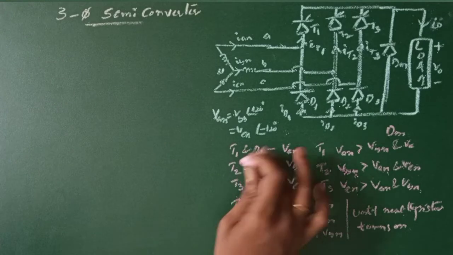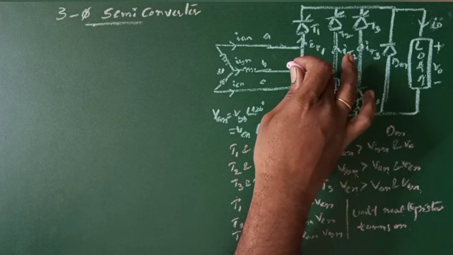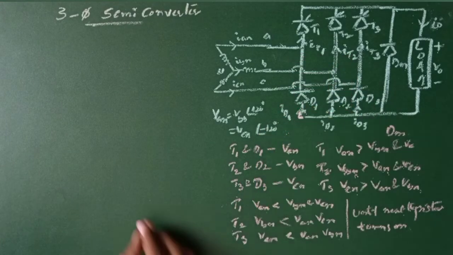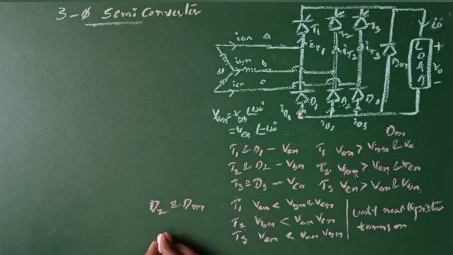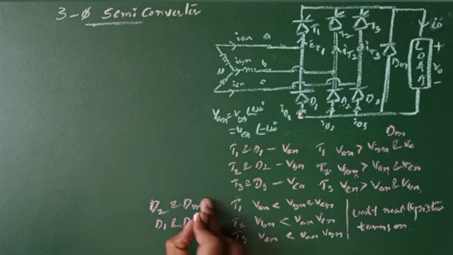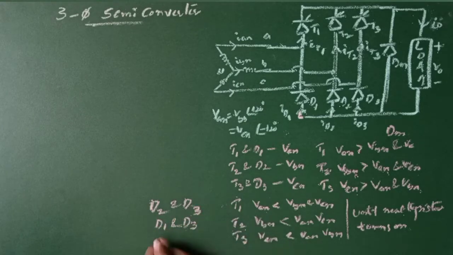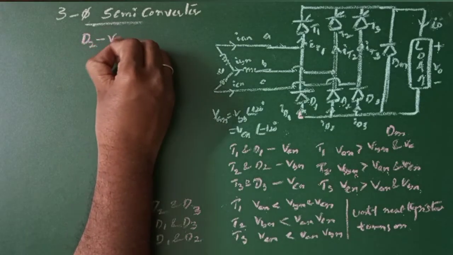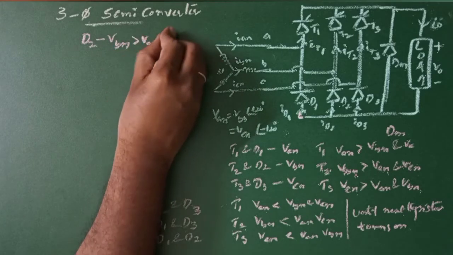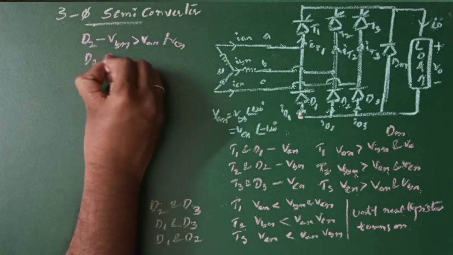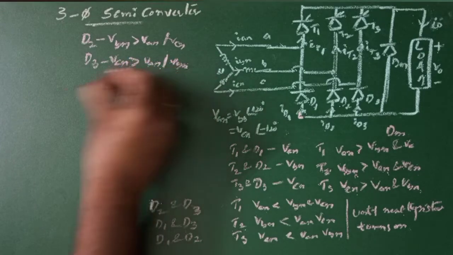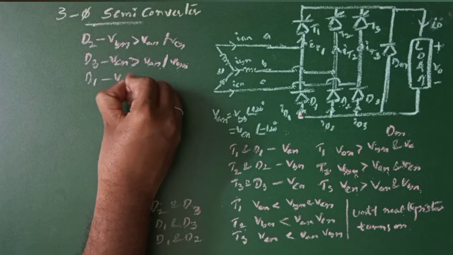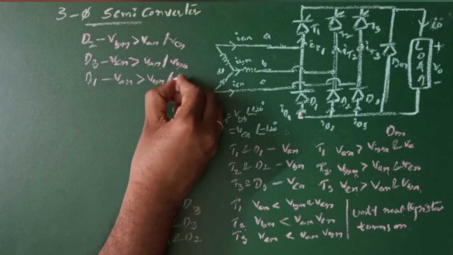When T1 is on, D1 cannot be on, since the voltage potential here is equal to the voltage potential here. For this, D2 and D3 will work. For this, D1 and D3 will work. For this, D1 and D2 will work. D2 will work when VBN is greater than VAN or VCN. D3 will work when VCN is greater than VAN or VBN. And D1 is going to work when VAN is greater than VBN or VCN.